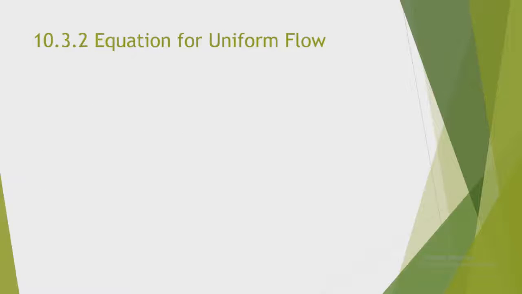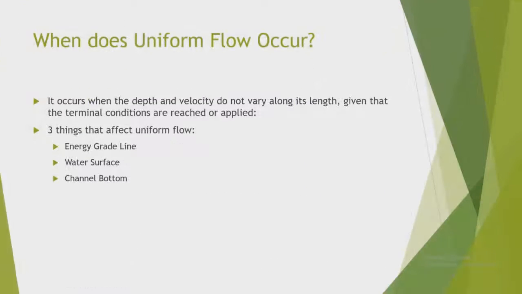So let us proceed to the next topic, which is the equation for uniform flow. When does uniform flow occur? It occurs when the depth and velocity do not vary along its length, given that the terminal conditions are reached or applied. These are the things that affect the uniform flow: energy grade line, water surface, and channel bottom.